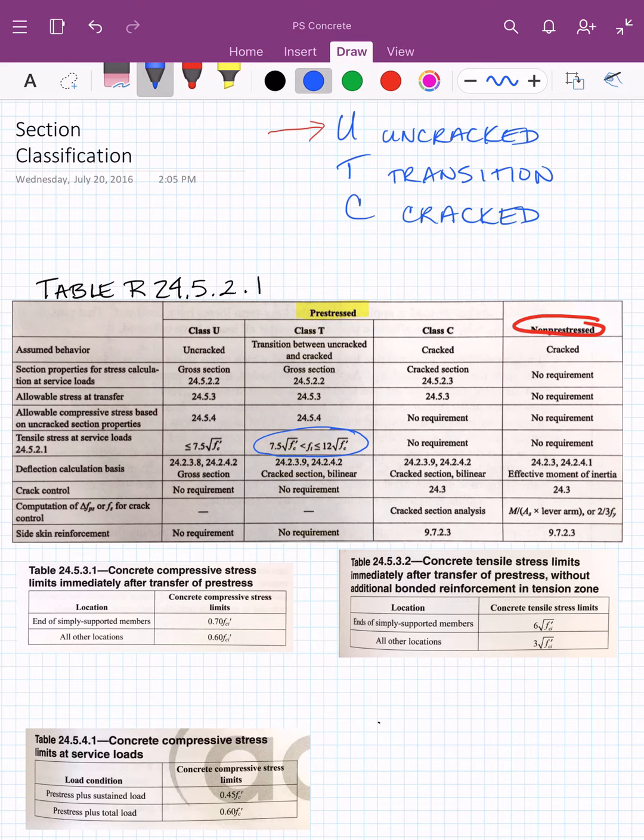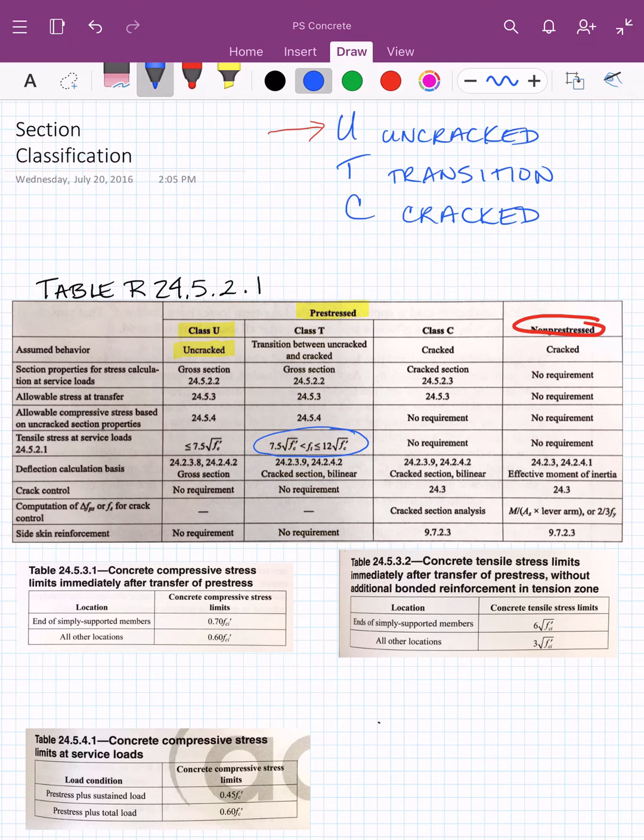So I want to spend our time here talking about this table in pre-stress class U. So this is our uncracked pre-stress section, which is what we will be designing in this class. And we'll be checking to make sure. So what happens is for these uncracked sections, so we're assuming our behavior is uncracked, to make sure that happens, it has to follow the guidelines in this column. And it tells you what sections you'd also use for the different types of calculations. So the second row says section properties for stress calculations at service. You get to use I_g, the gross section.